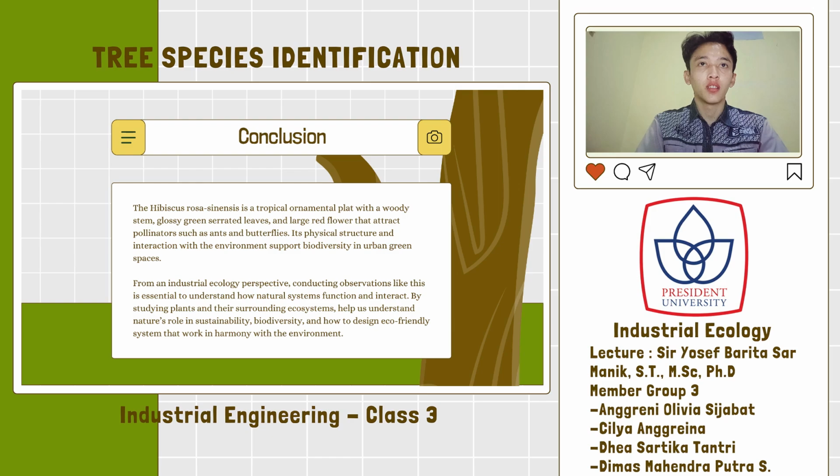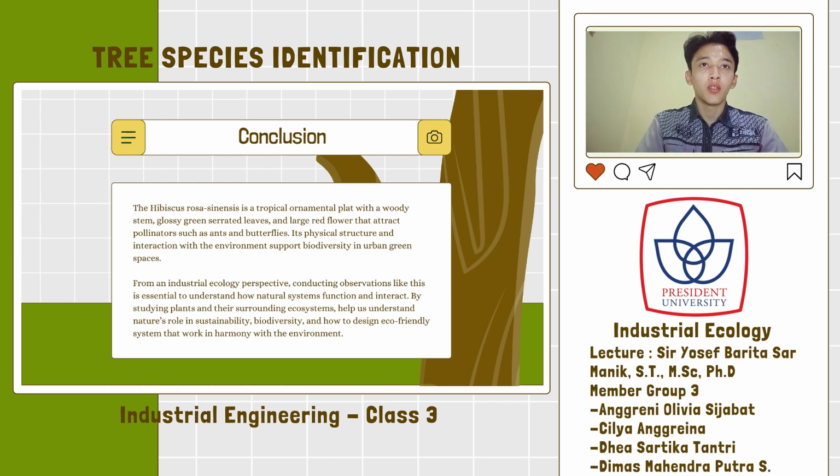And the last is the conclusion. The Hibiscus rosa sinensis is a tropical ornamental plant with a woody stem, glossy green serrated leaves, and large red flowers that attract pollinators such as ants and butterflies. Its physical structure and interaction with the environment support biodiversity in urban green space.